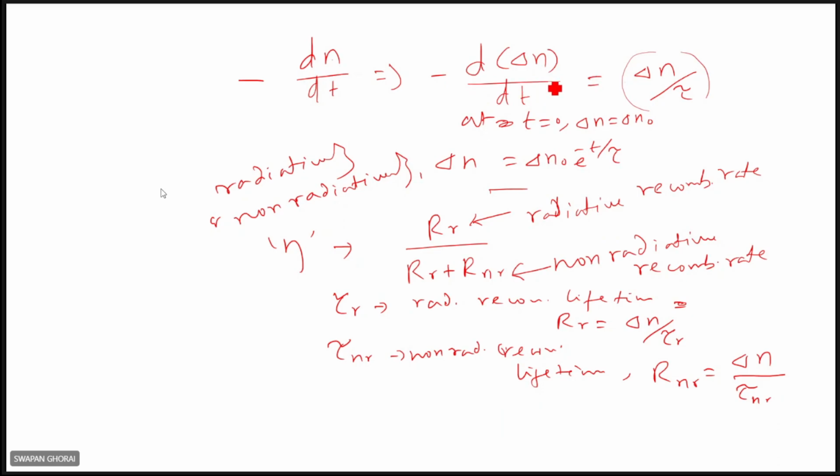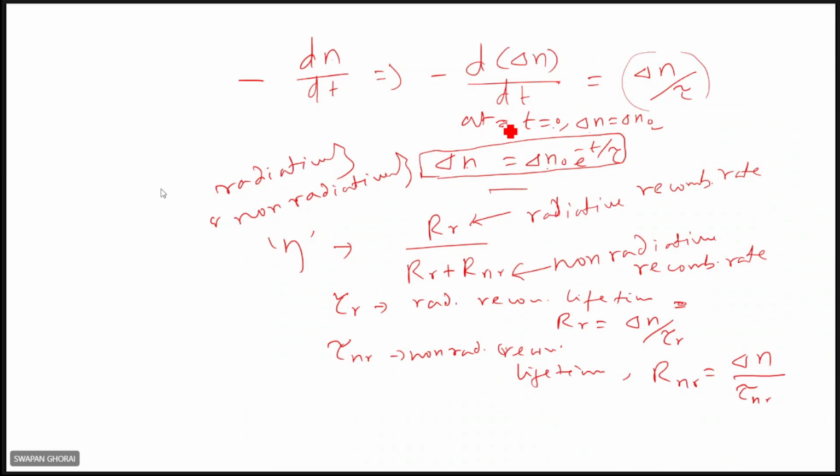Now if you solve this equation with the initial condition that at t equal to 0, delta n equals delta n0, you take the log and integrate, and ultimately you get delta n equal to delta n0 e to the power minus t by tau. This is the excess carrier concentration at time t, and it decays exponentially. It's quite clear now.